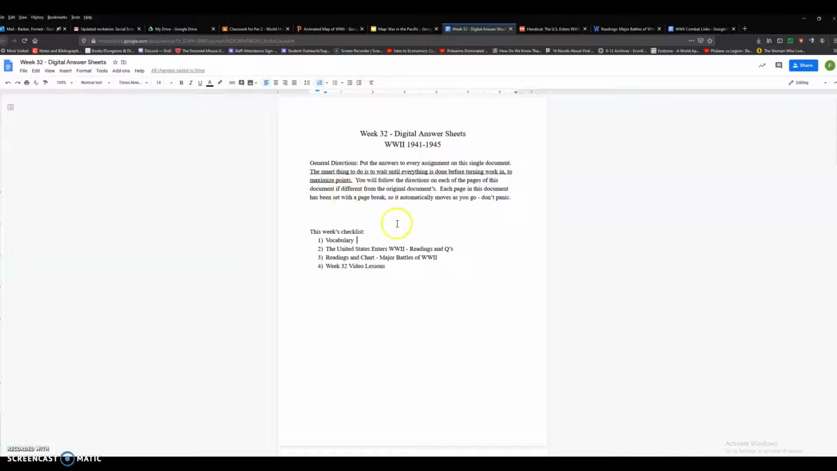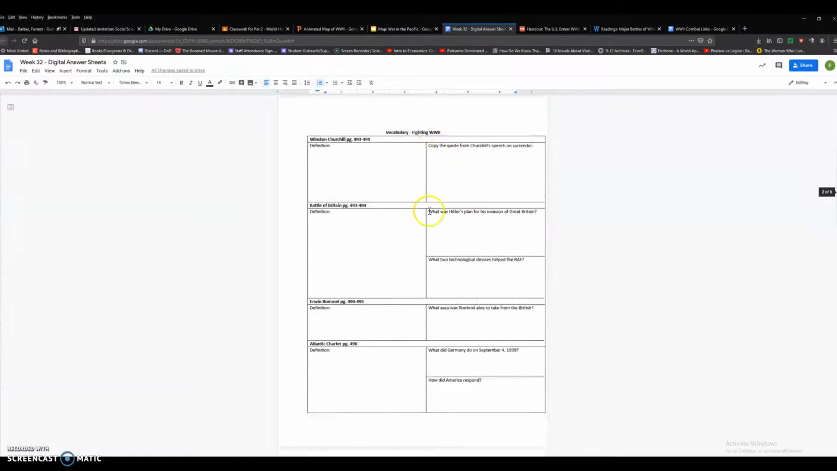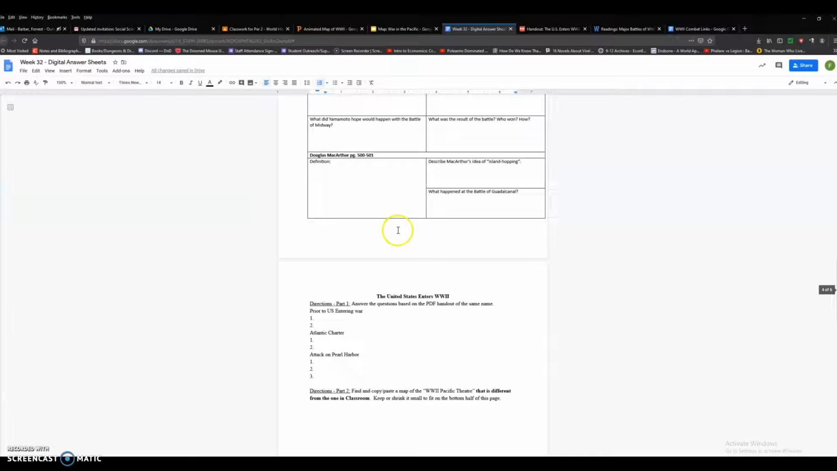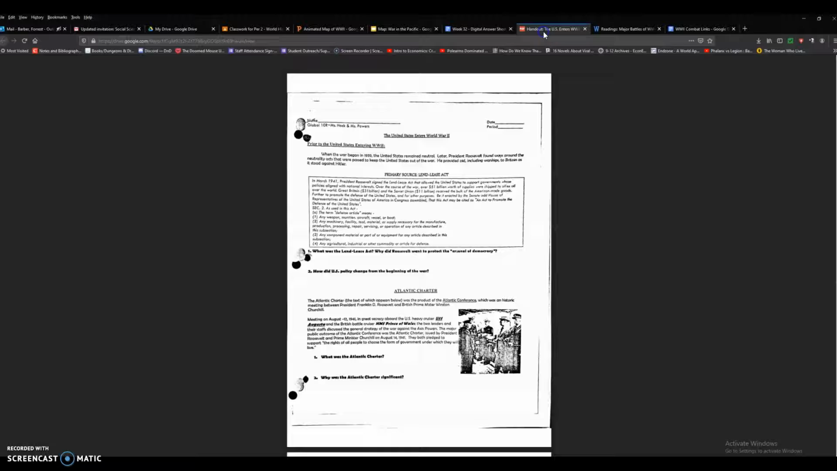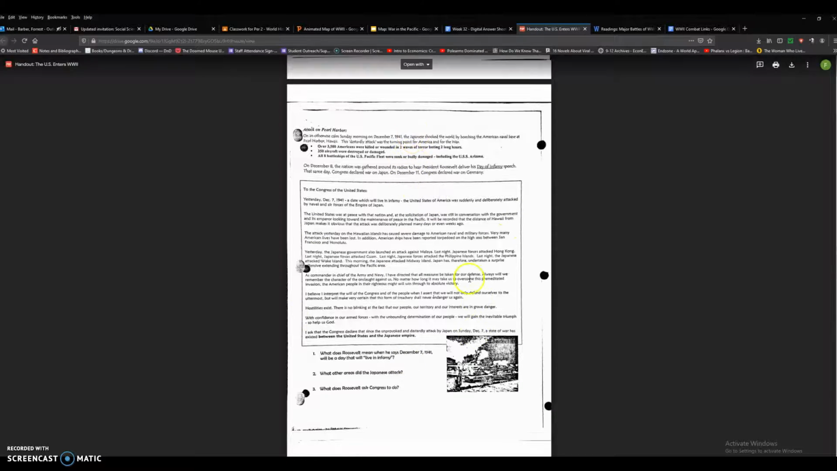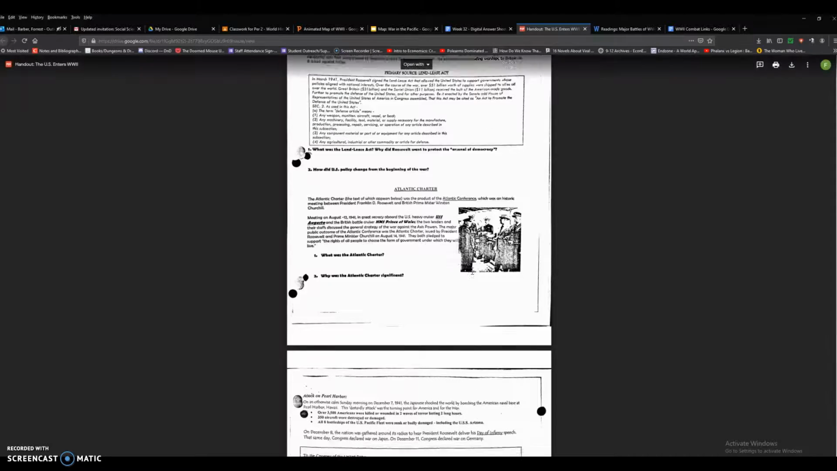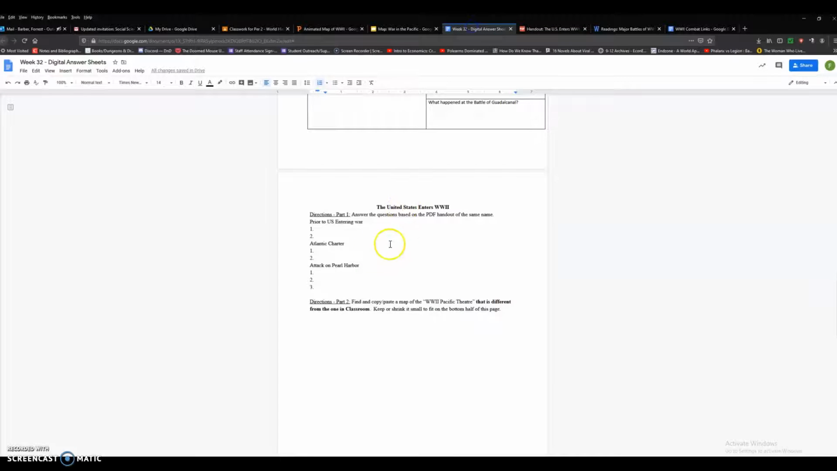Alright, so the digital answer sheet, just like before, guys, enter all the answers here. Please, there are 4 things. You have vocab with the accompanying contextual questions. You have the United States enters World War II, so you'll use the PDF handout that's literally labeled handout. The U.S. enters World War II. You notice here, it's a very short read. Okay, it's only 7 questions, 2, 2, and 3, and pretty easy read, all being equal.